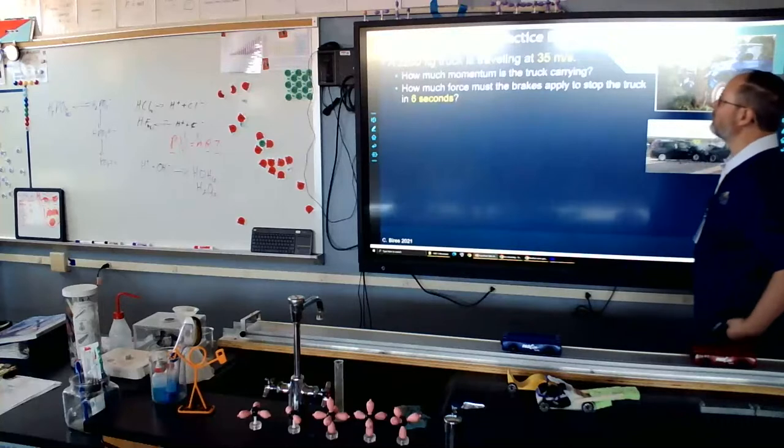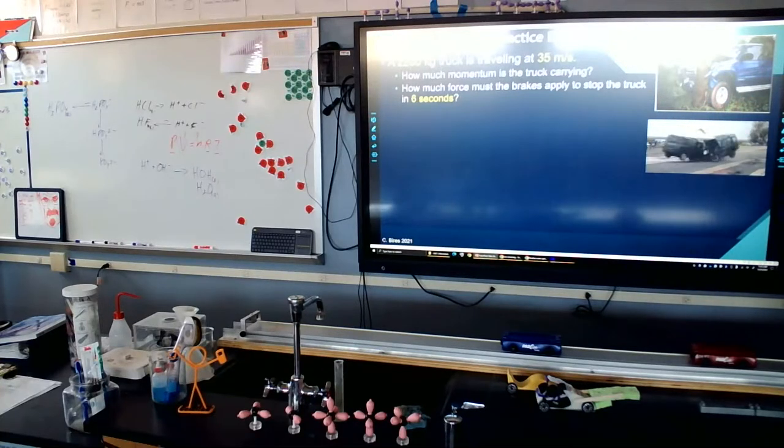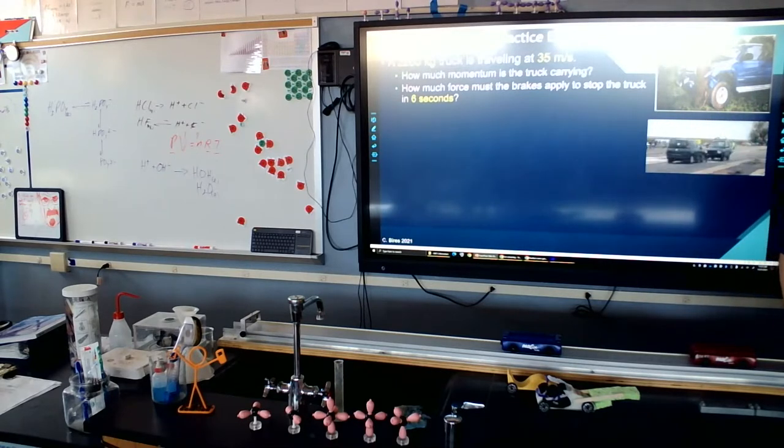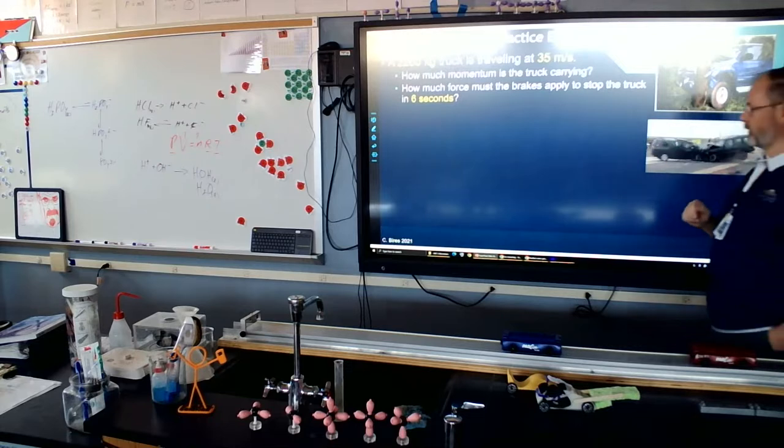How much force must the brakes apply to stop the truck in 6 seconds? So we've got 77,000 kilogram meter per second. And if the brakes stop it for six seconds, how much force does it apply? Bang on your calculator for a second.